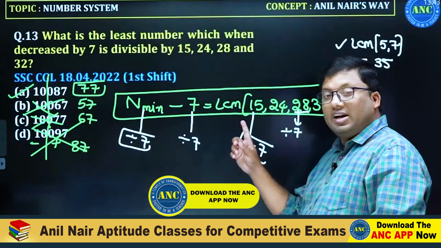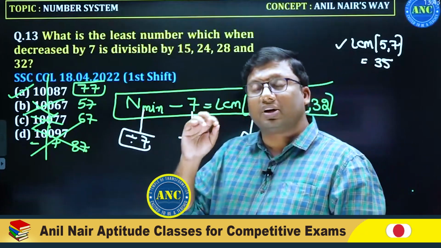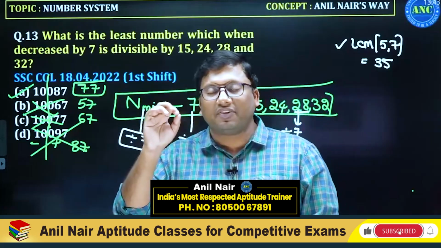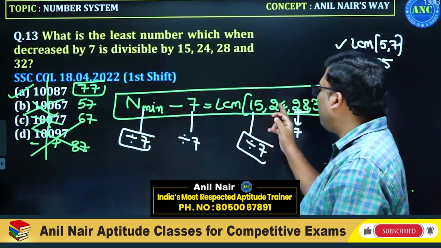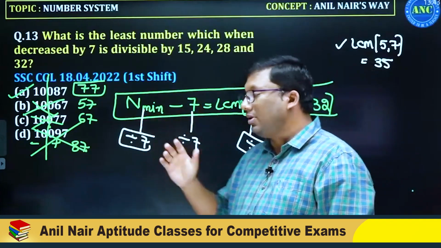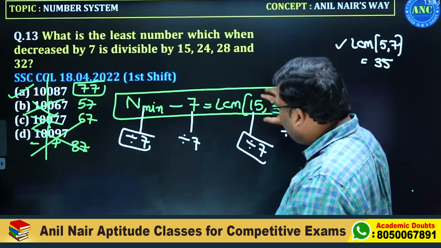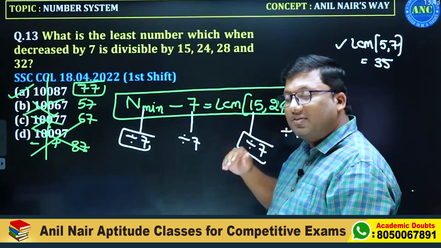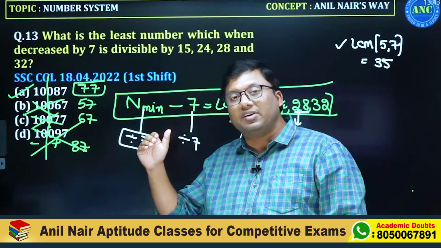I hope the idea is clear. Very important note: whenever you are finding the LCM, if one input number is divisible by 7, the output should also be divisible by 7. This is divisible by 7, this is divisible by 7, that means the answer will be divisible by 7.